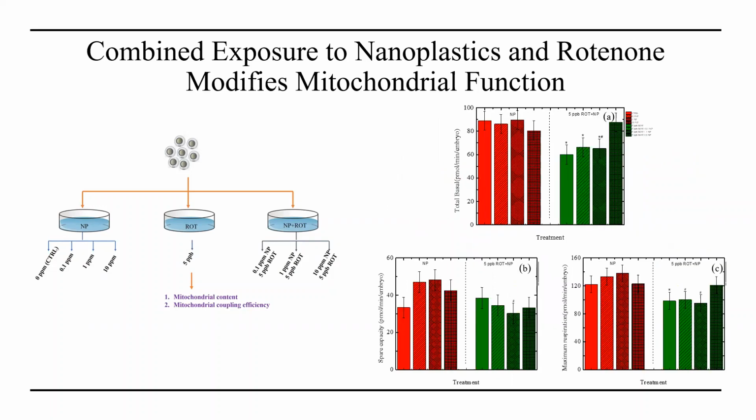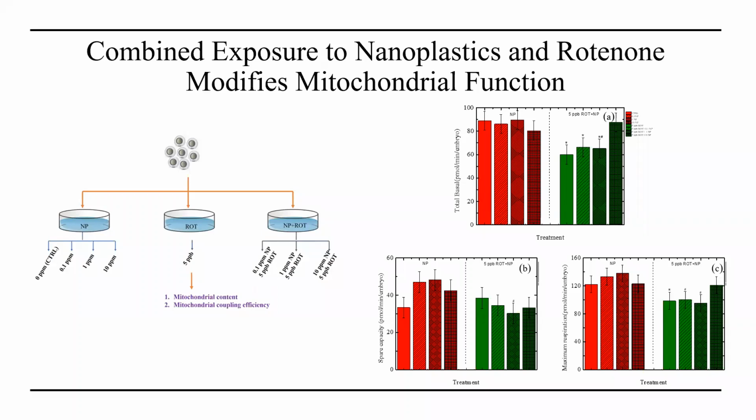Moving on, we look at these contaminant effects on respiration, such as total basal and maximum respiration and the spare capacity. Again, each graph has 2 phases. Red color is allocated for nanoplastic only exposures, and the green color is for combined exposures.